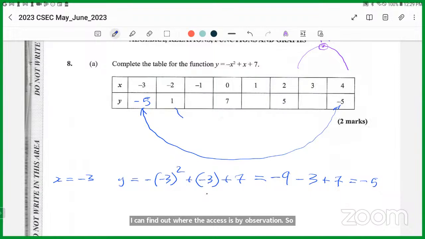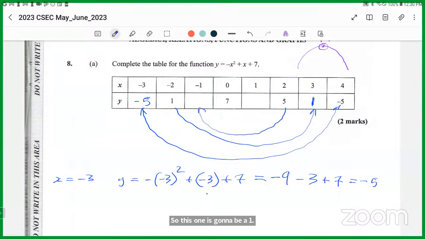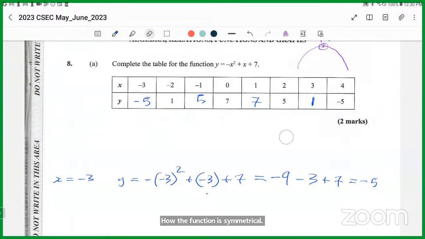So it means that this one is going to place a 1 right here. So this value is going to be a 1. And then this 5 is going to be the same 5 right here. Then this 7 is going to give me a 7 right here. I don't have to work out anything else because the function is symmetrical. But I'm going to still work them out just to prove it to you.